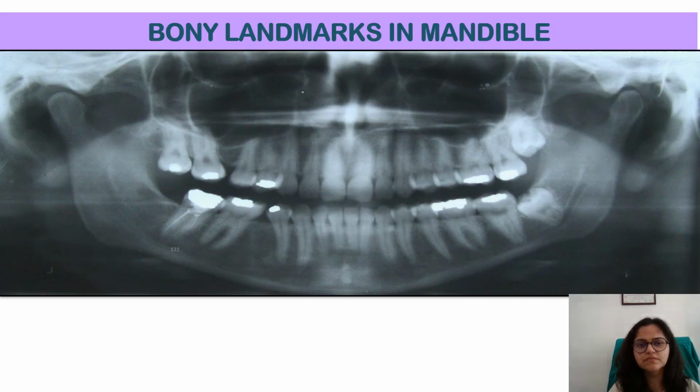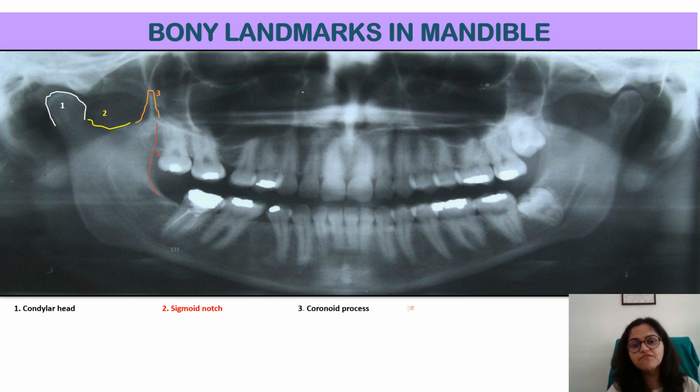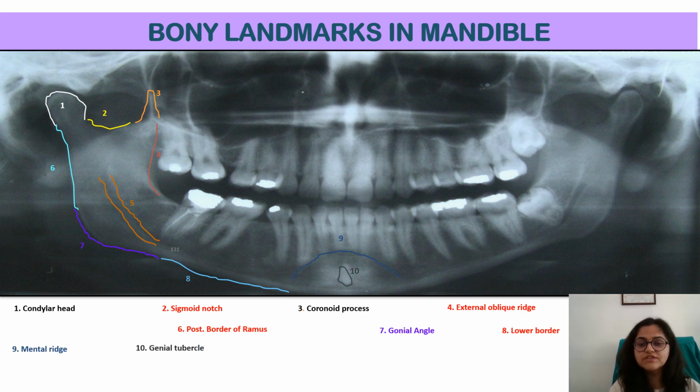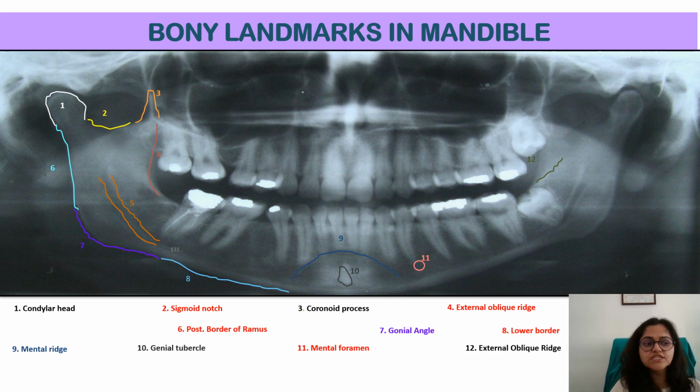Now we will talk about several anatomical landmarks which we can well appreciate in OPGs, starting with the landmarks in the mandible. First is the condylar head, second is the sigmoid notch, third is the coronoid process, fourth is the external oblique ridge, fifth is the mental ridge, sixth is the posterior border of the ramus, seventh is the gonial angle, eighth is the lower border of the mandible, ninth is the mental ridge, tenth is the genial tubercle, eleventh is the mental foramen, twelfth is the external oblique ridge, thirteenth is the lingula, and fourteenth is the hyoid bone.